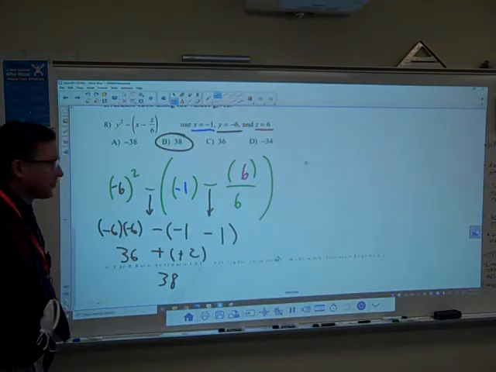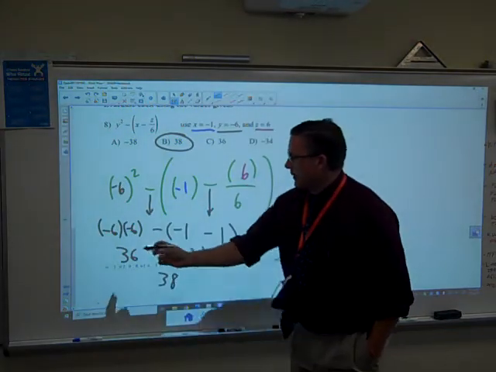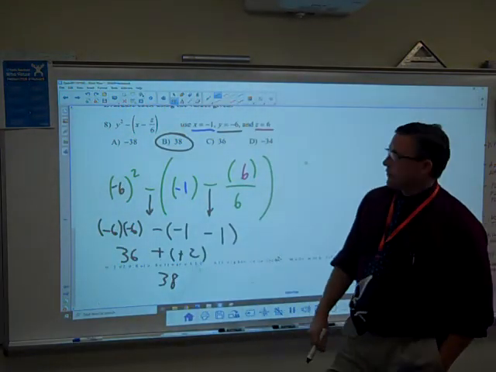The others are distractors. And again, those are purposely set up so if you make a math mistake here, you can get one of the other answers.